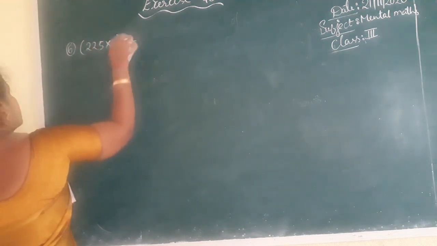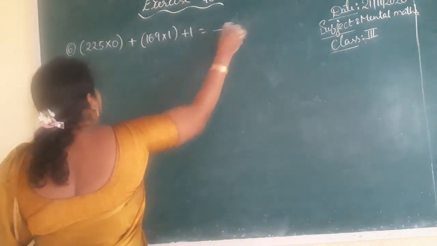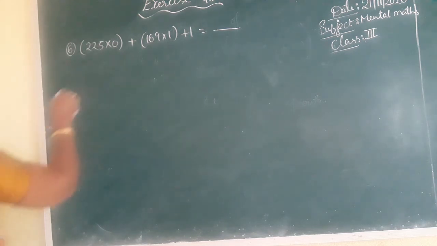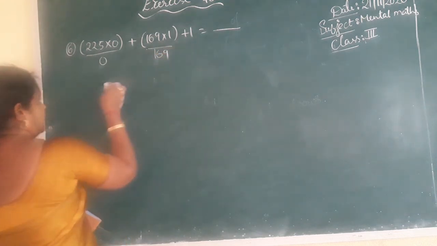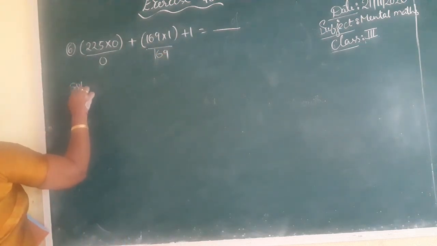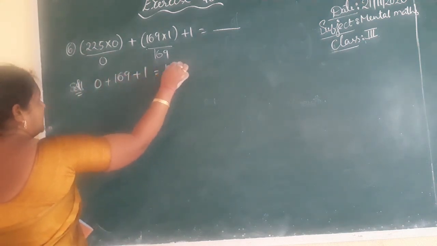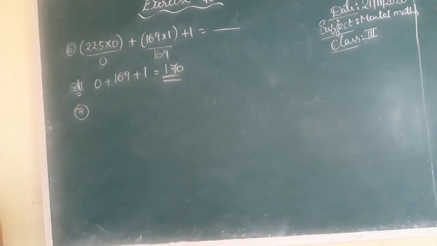225 into 0 plus 169 into 1 plus 1 equal to how much? What is the question they have given? 225 into 0. If you multiply any number with 0, we will get 0 only. Yes or not? So, 0. 169 into 1 is 169. So, 0 plus 169 plus 1. What is 169 plus 1? 170. See the seventh one, children.